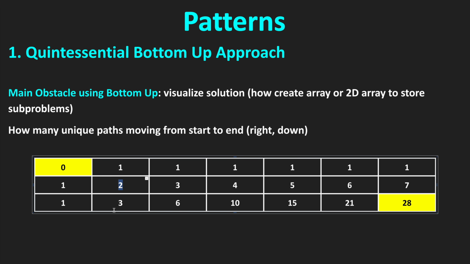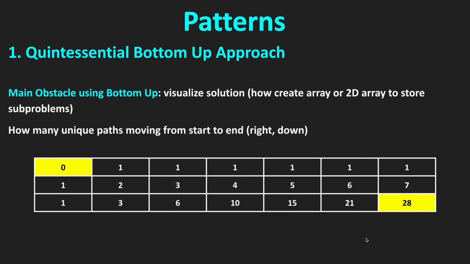But how about for this cell? For this cell, we can come from the top or we can come from the left. So we are taking the sum from the left and from the top, which gives us 2. And for this one, we are taking again from the left and from the top, 1 plus 2 is 3, and then 3 plus 1. So we are populating this row, and the next row, and after that we are returning our result, which is 28.